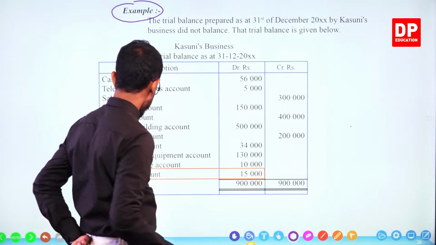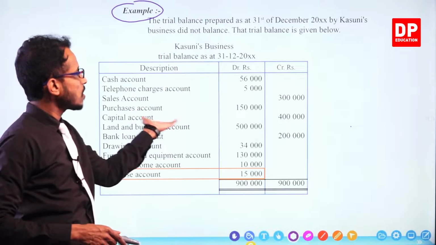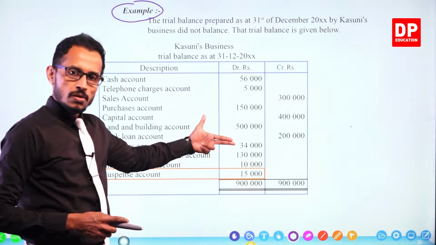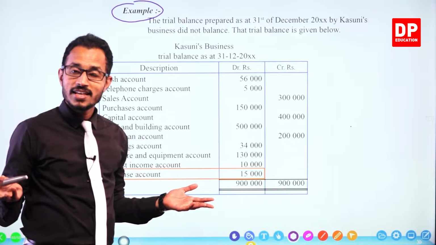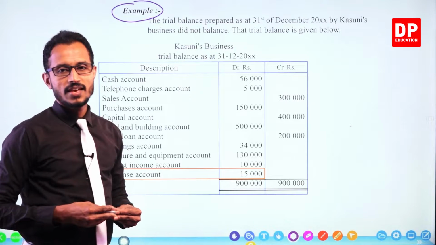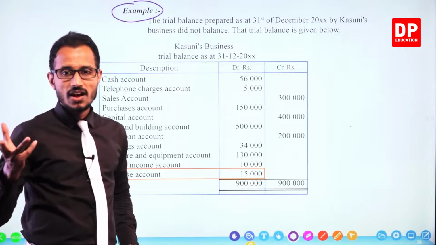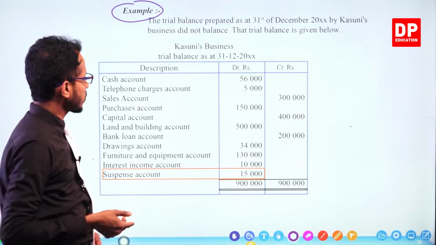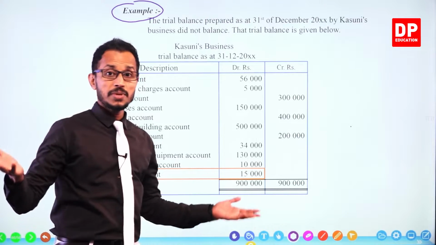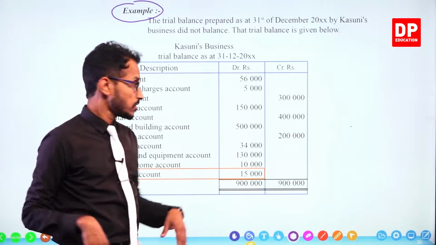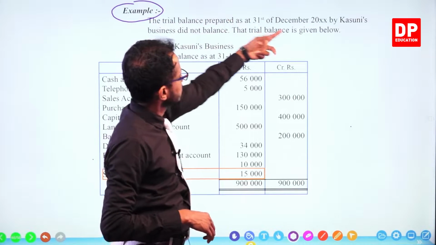There is a suspense account in this trial balance, which means what? There are errors. Obviously there are errors. There are errors which affect the trial balance, and there can be errors which do not affect the trial balance. Right? Let's read out the question.